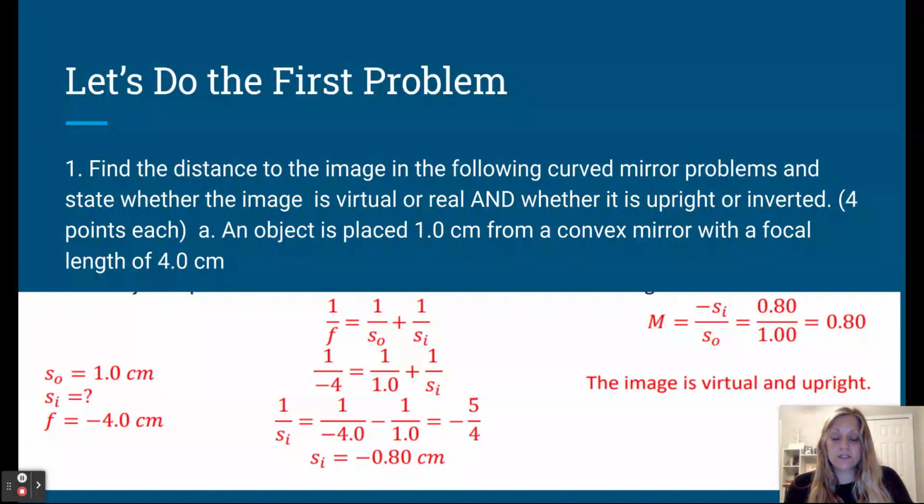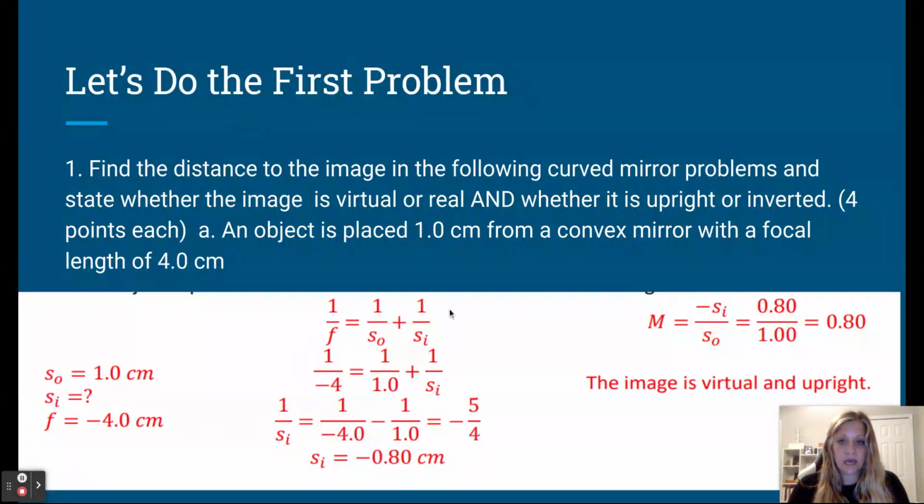It asks us to find the distance to the image in the curved mirror and state whether the image is virtual or real and whether it's upright or inverted. In the first problem, we have an object that is 1.0 centimeters from the convex mirror. So that's our first piece of information: the object distance SO is equal to 1.0 centimeters. And we know the focal length is 4 centimeters. Since it's a convex mirror, it's negative, so we put down negative 4.0 there.